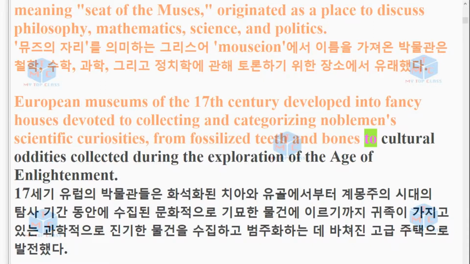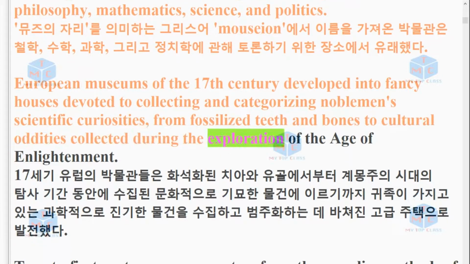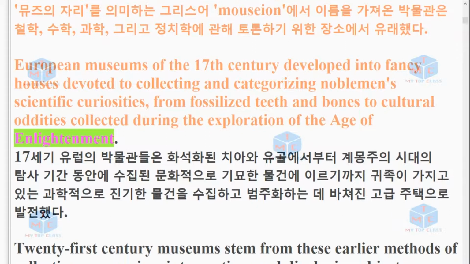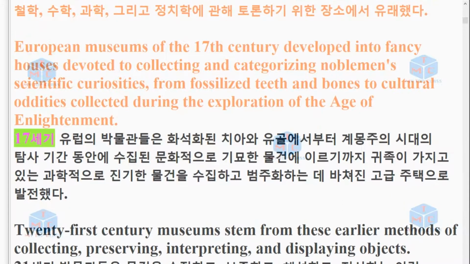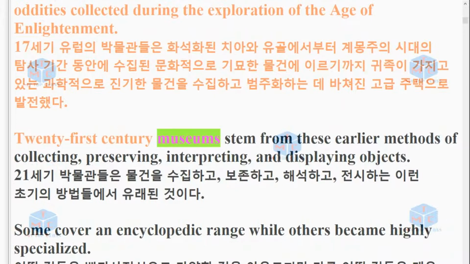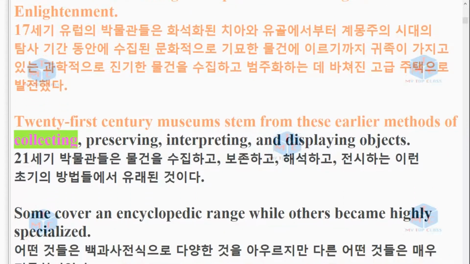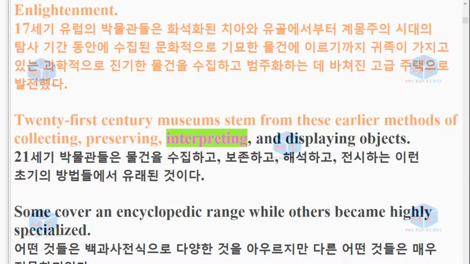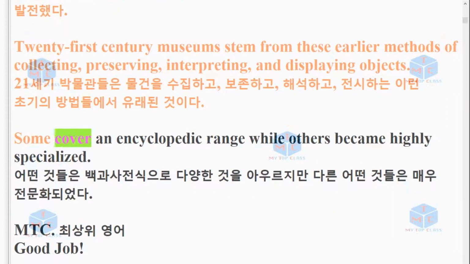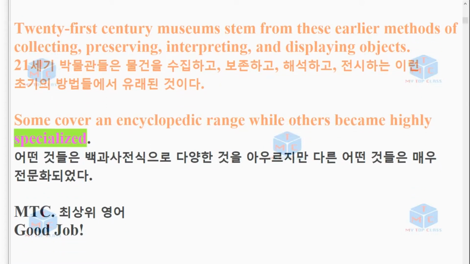fossilized teeth and bones to cultural oddities collected during the exploration of the Age of Enlightenment. 21st century museums stem from these earlier methods of collecting, preserving, interpreting, and displaying objects. Some cover an encyclopedic range while others became highly specialized.